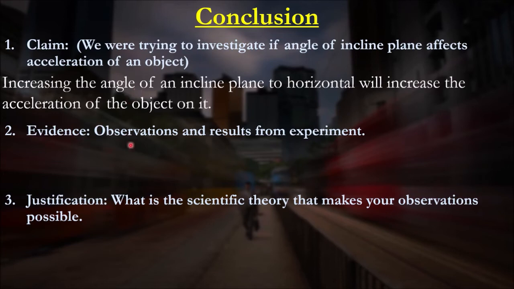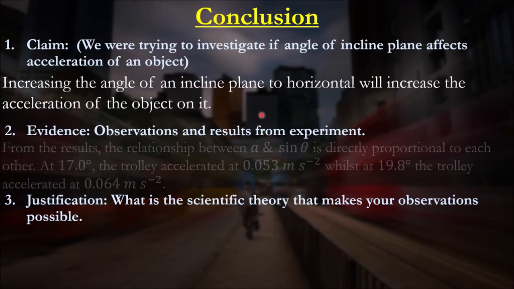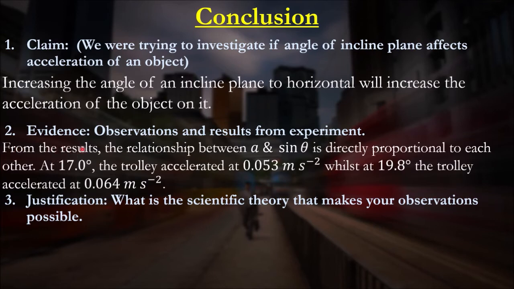Next part is the evidence. So any observations and results you recorded from the experiment. What did I say here? From the experiments, the relationship between a and sine theta is directly proportional. At 17 degrees, the trolley accelerated at that, whilst at 19, it accelerated at that. So that's me referencing that they are directly proportional to each other. You could also mention as part of the evidence that as you increased the angle of incline, the object traveled the same distance in a shorter period of time. So that's what you could say. An increase in sine theta, or increase in theta, increased acceleration down the ramp.